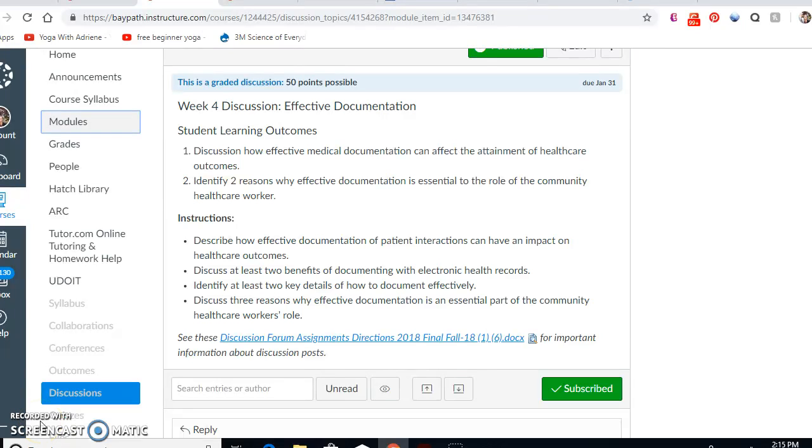Welcome to week 4. This week we're going to talk about the importance of medical documentation. So the first thing you're going to work on is your discussion, which is on effective documentation.